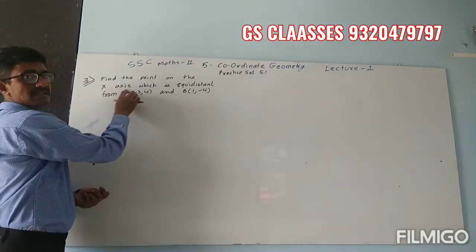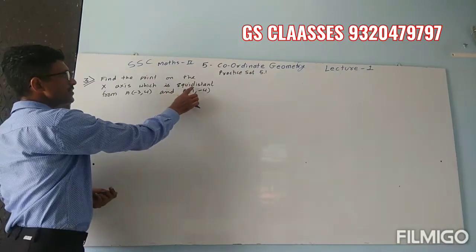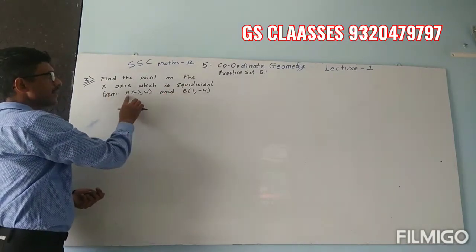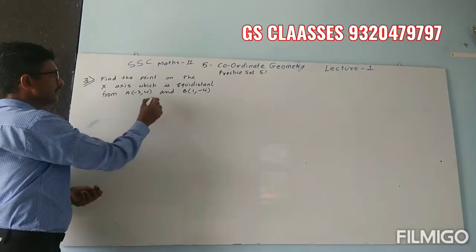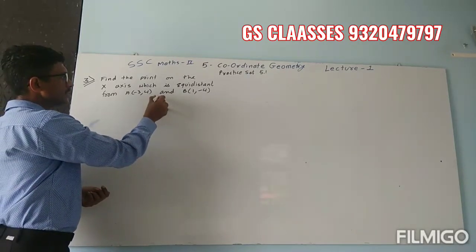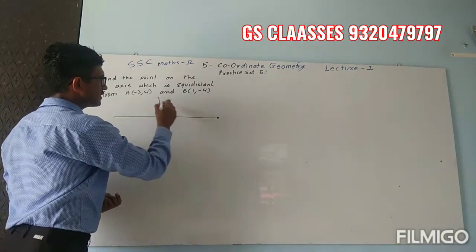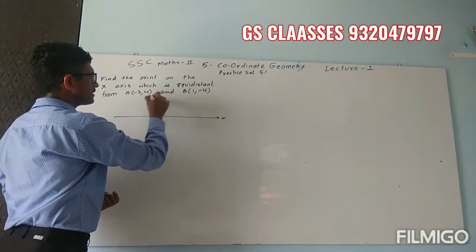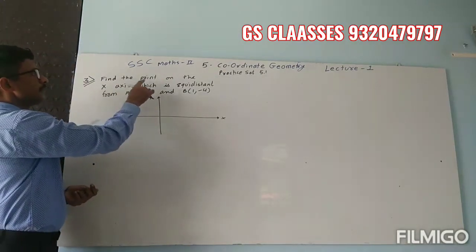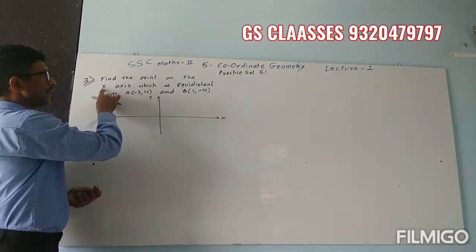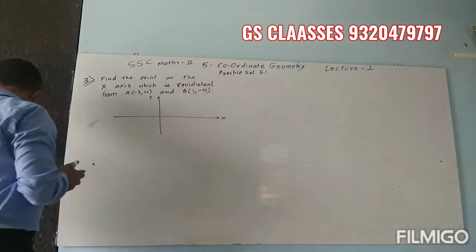The x-axis, which is equidistant from A and B. It means that if suppose this is the y-axis and this is the x-axis, x-axis and the y-axis. Find the point on the x-axis. There is a point.